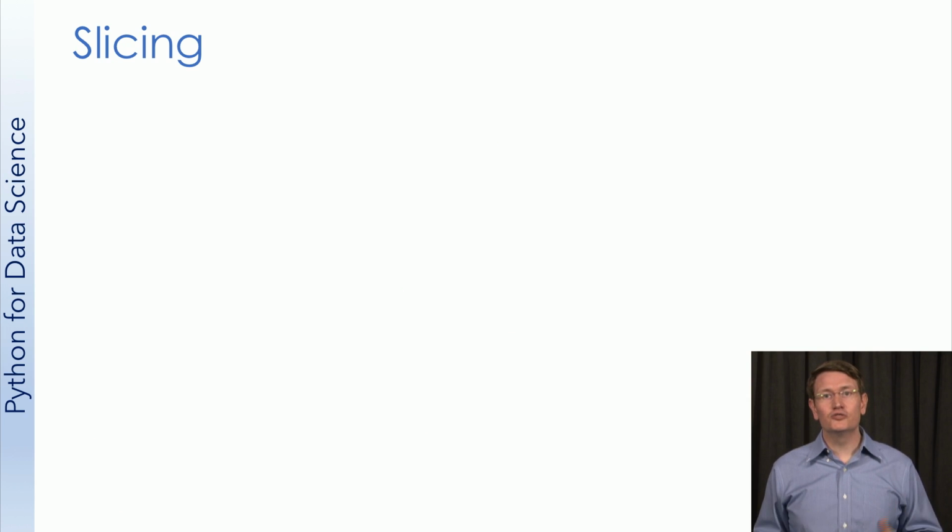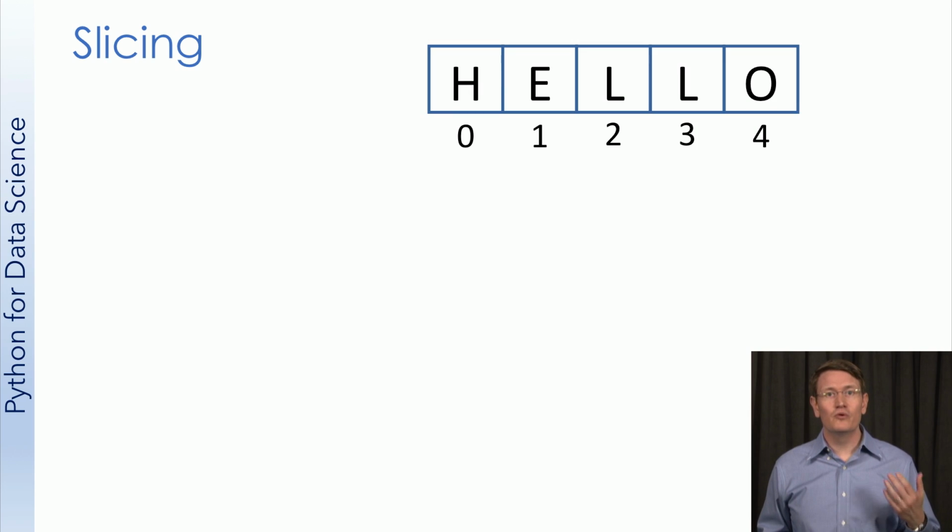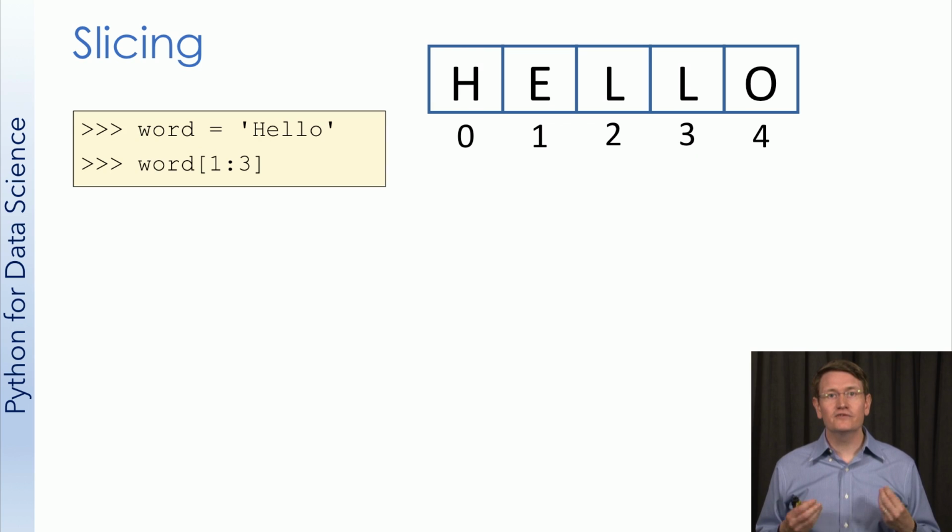When we index into strings to get back substrings, this is called slicing. For each of the examples, we'll be working with the word hello. I've broken up the characters in the word hello and labeled them with a character index starting with 0 for the letter H. If we ask for characters 1 through 3, that means we want characters from 1 inclusive to 3 exclusive. So we get back the characters EL.